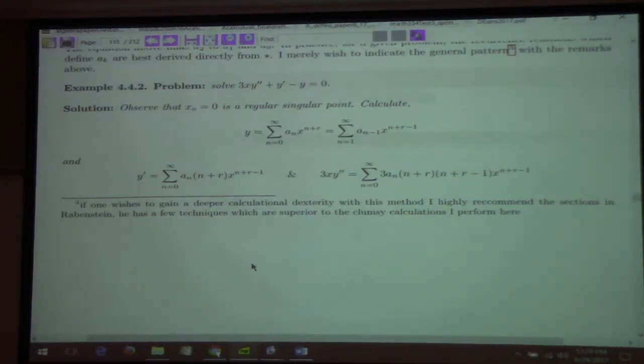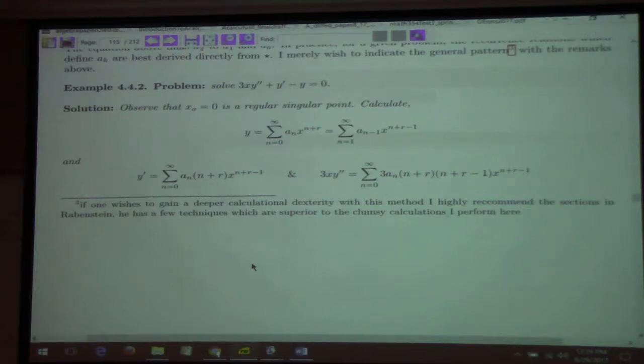The reason I did that, this shift of index, is because I saw that the first term and the second term would naturally have an x to the n plus r minus 1 power. So rather than changing both this and that to make them look like this, I just made the y change so that it looks like the first two things. The same song and dance as before. In order to add the series, we have to make the powers match up, right?